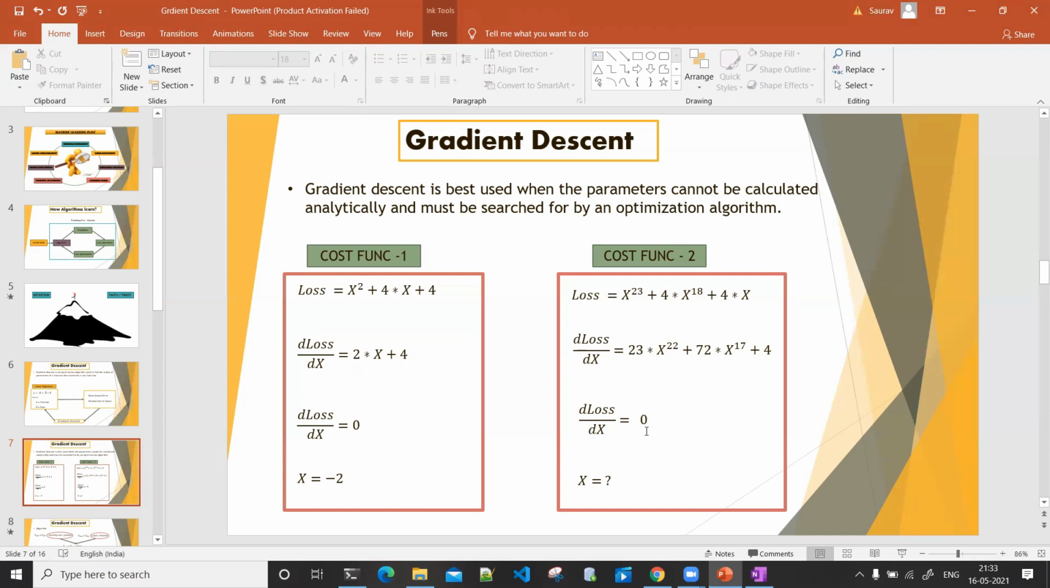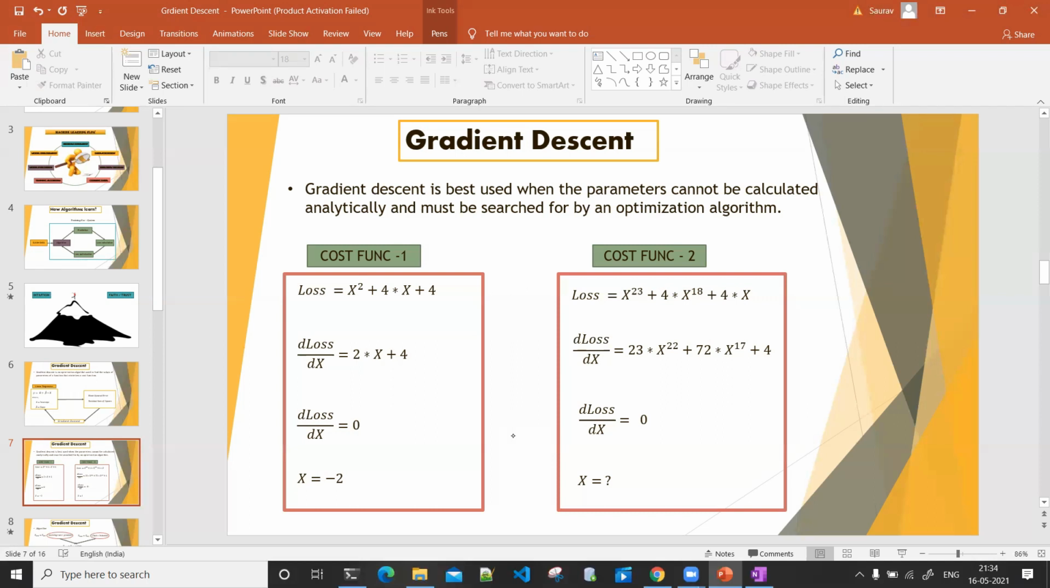And how are we going to approximate it? Using gradient descent. So when the cost function gets complex, we use gradient descent because it is easy to approximate in this case, right? Got it? Or do you have any question?